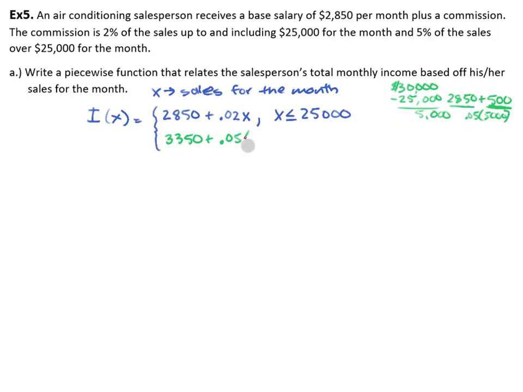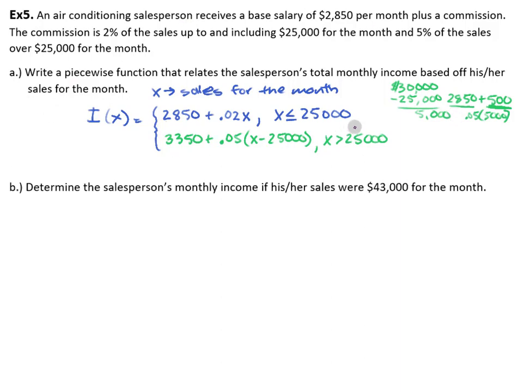So our second part of the equation, I told you this one's a little more complicated, isn't 5% of X, it's 5% of whatever X was minus the 25,000. Remember this has the extra $500 built in of this 2% of 25,000, and then we're getting 5% of what we went over. And we're going to use that equation when X is bigger than 25,000, if we sold more than 25,000. Okay, there's our first part.